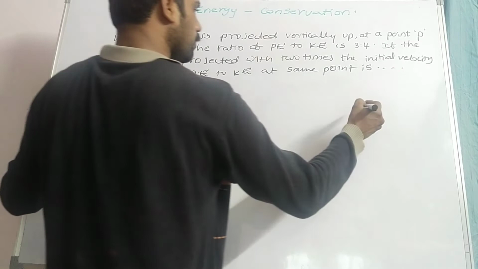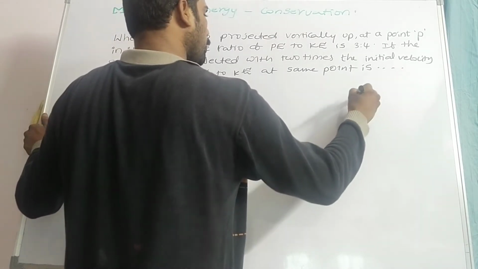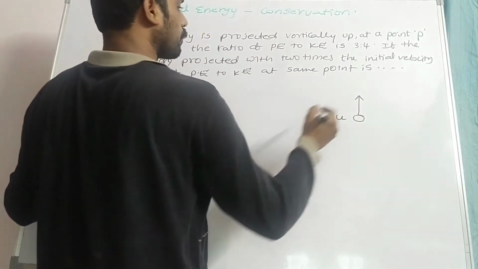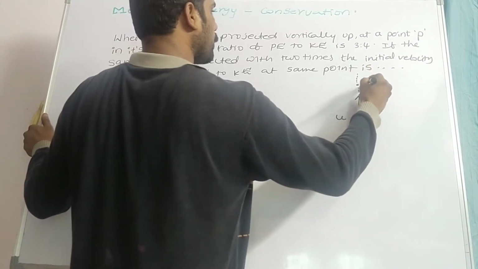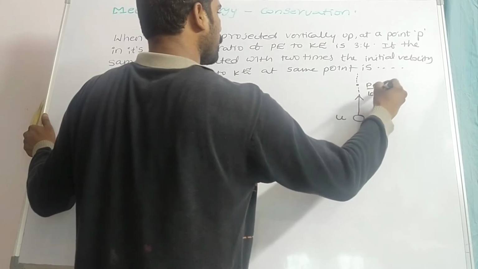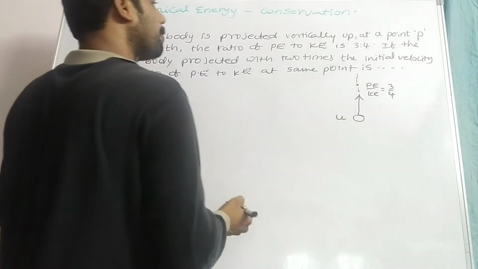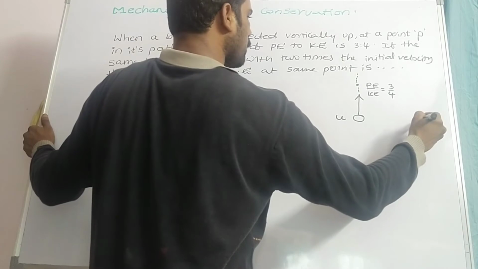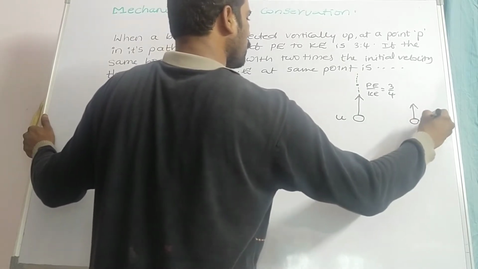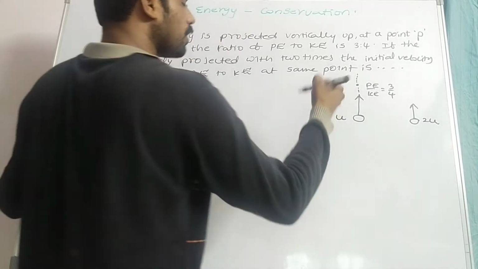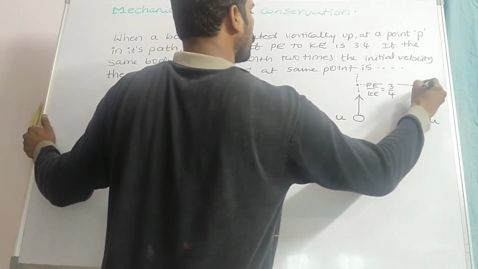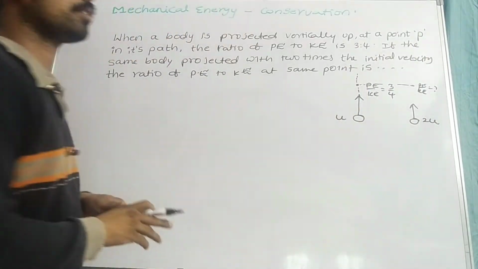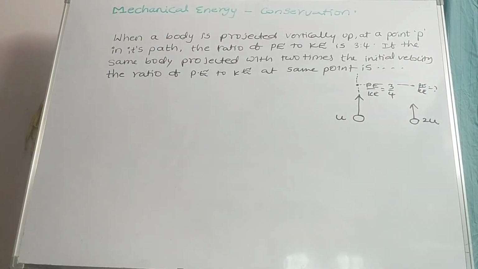Here a body is projected vertically up with speed u. Then at a particular point P in its motion, potential energy by kinetic energy is equal to 3/4. But the same body is projected a second time with twice the initial velocity. At the same point, what will be the ratio of potential energy to the kinetic energy?